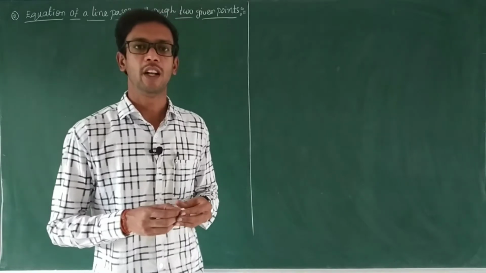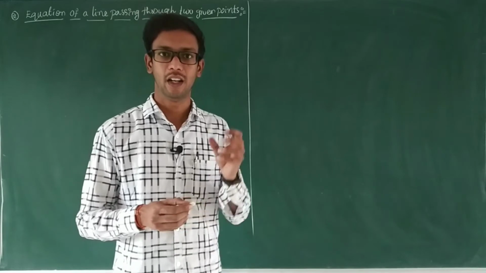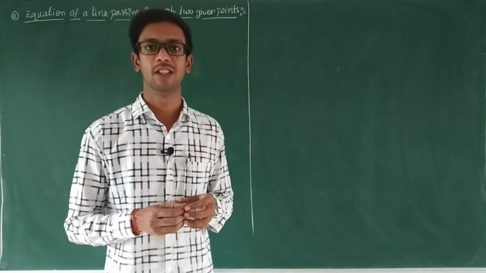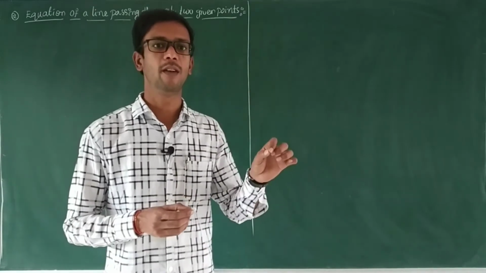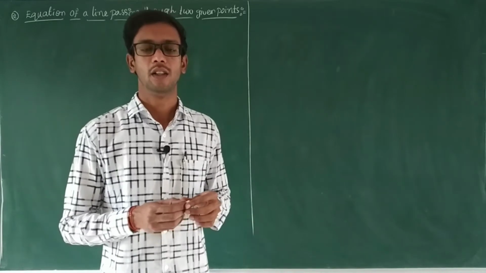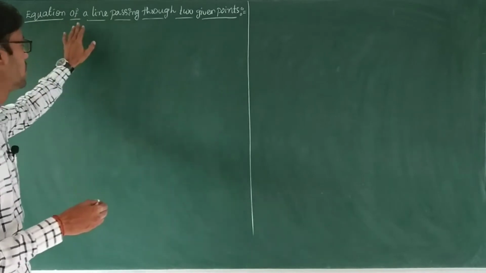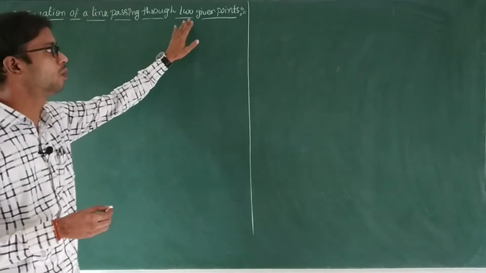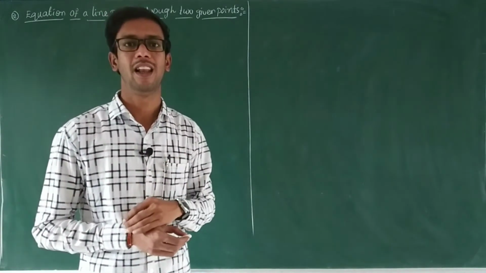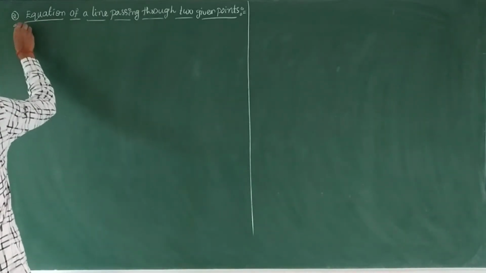Next, we continue with the second type of line equation. Already for the equation of a line in space, we discussed one type, that is the equation of a line passing through a given point and parallel to a given vector. So now the second type is the equation of a line passing through two given points. If they give 2 points, how to find the line equation in space? This is also very important for 5 marks question.